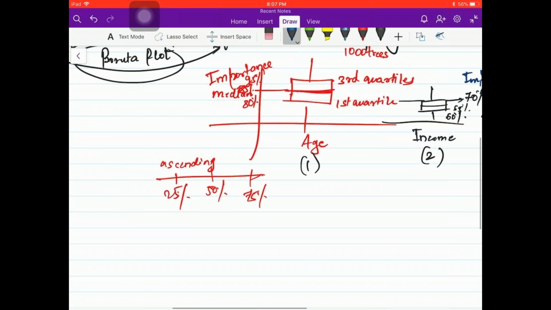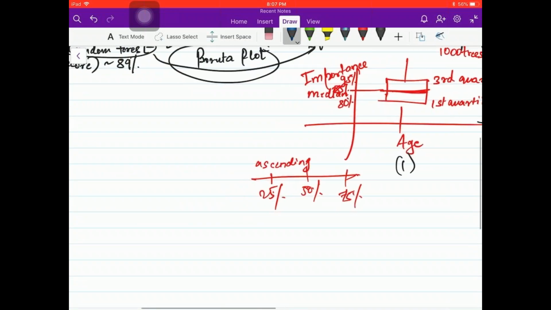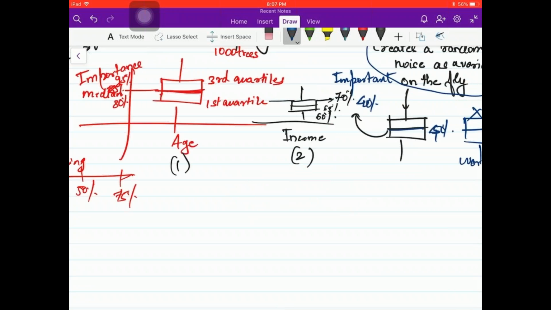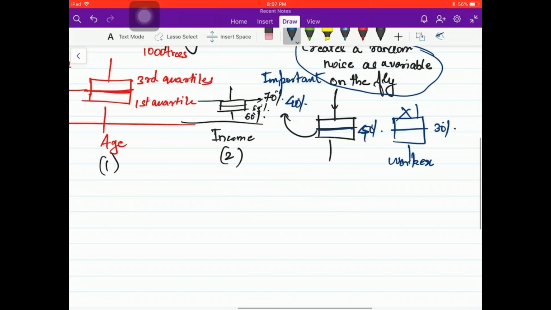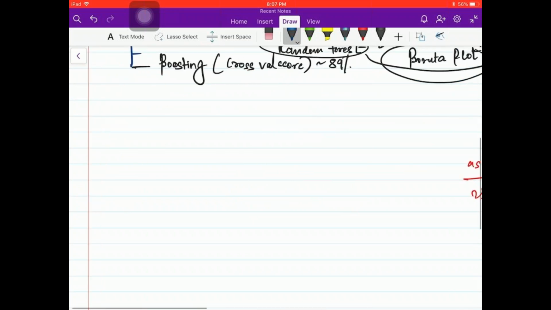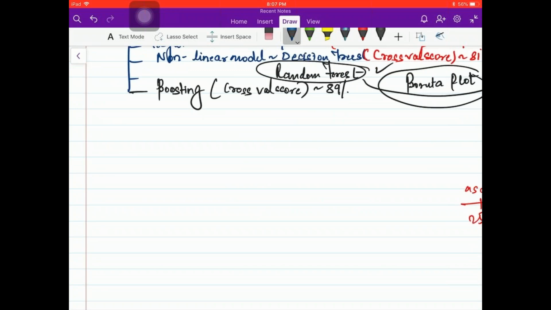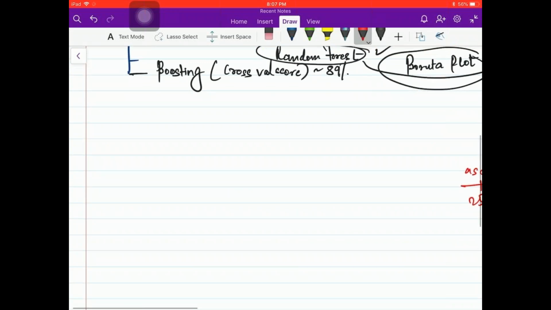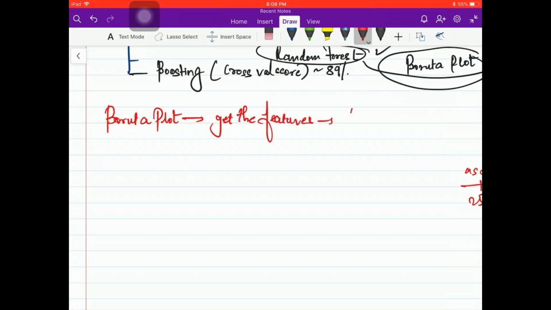So it will give kind of an unimportant tag. We'll see what it gives. So Boruta plot is very important. Once you become a pro, normally what you do is you straight away start with the Boruta plot, get the features, do a random forest.